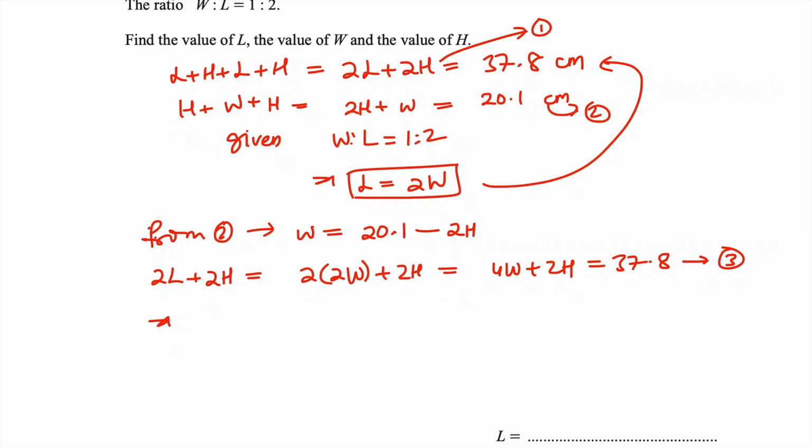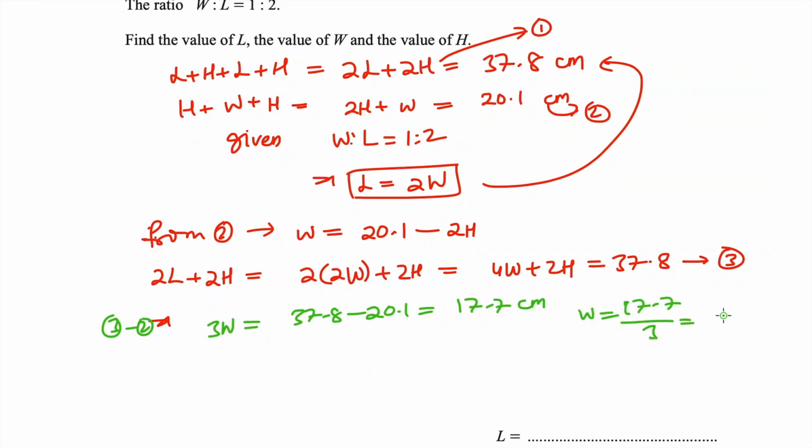Now I have two equations in W and H, so equation 3 minus equation 2, 4W plus 2H minus 2H plus W will give you 3W, is equal to 37.8 minus 20.1, which is 17.7 centimeters. So therefore W is equal to 17.7 by 3, which is 5.9 centimeters. So that is the width. W is 5.9 centimeters.